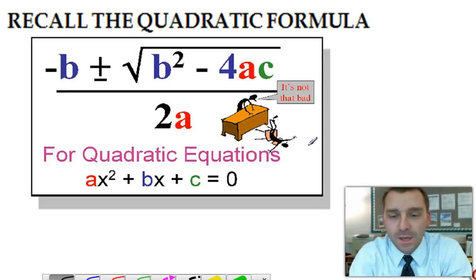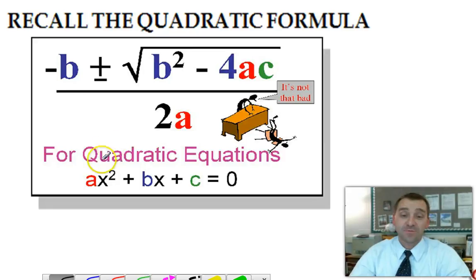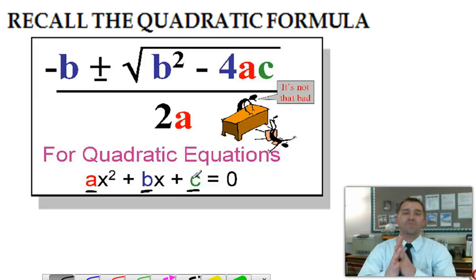Okay, now it's time to get quiet. Now, keep in mind, this is for quadratic equations that are in standard form. a is your coefficient of x squared, b is your coefficient of x, and c is your constant term. Here's, however, the important thing about the quadratic formula. You got it, great. We've mastered it.